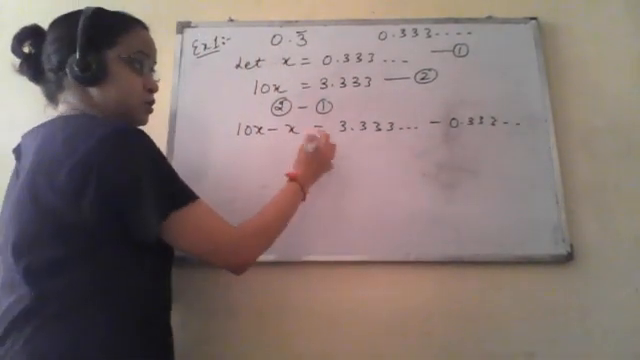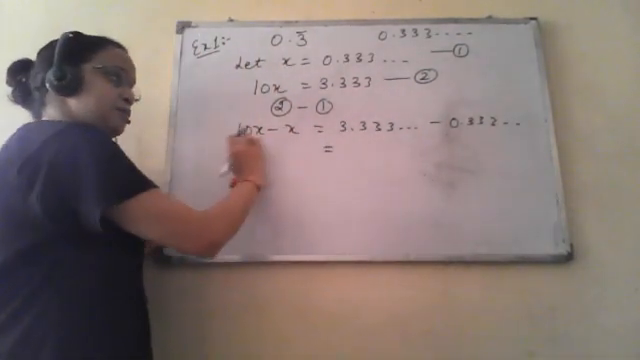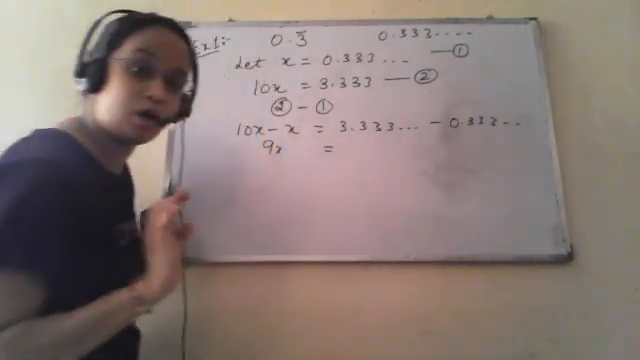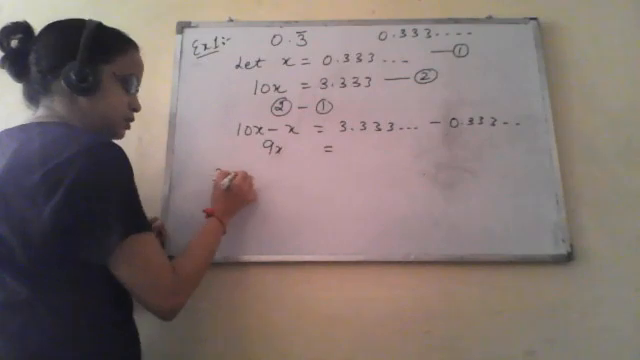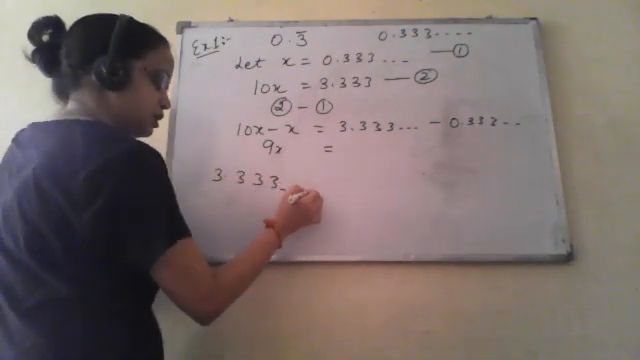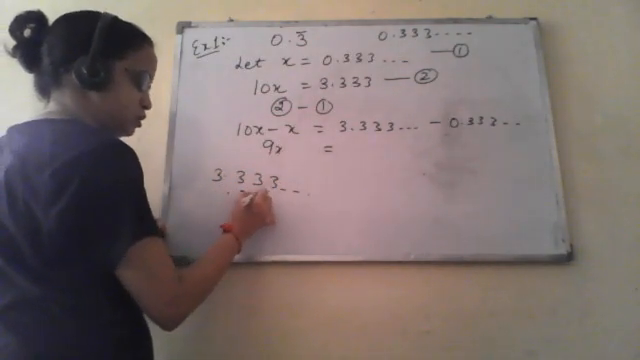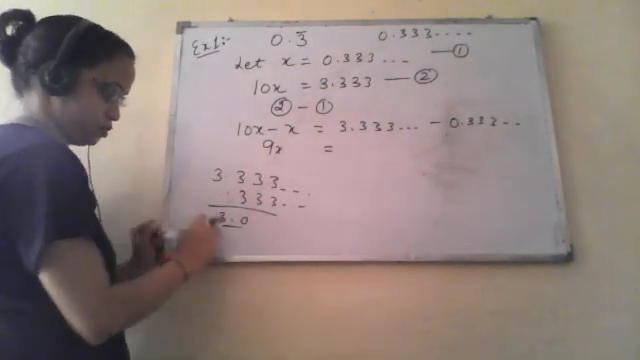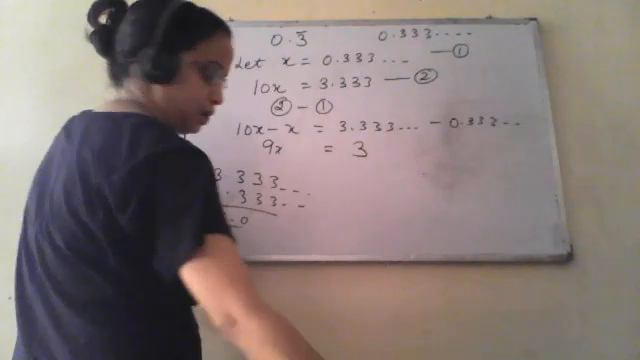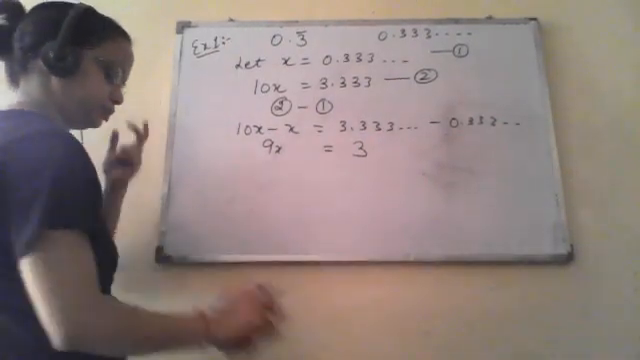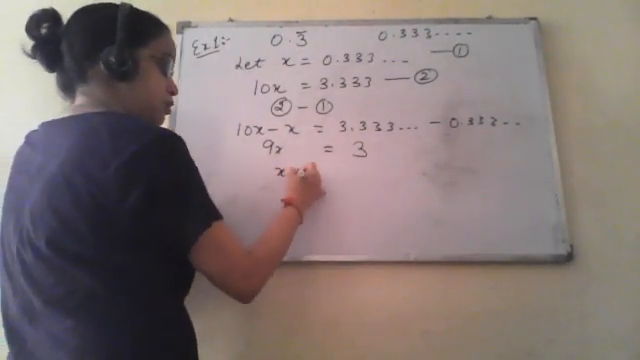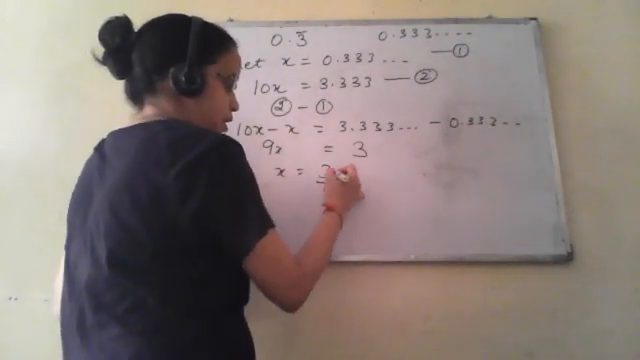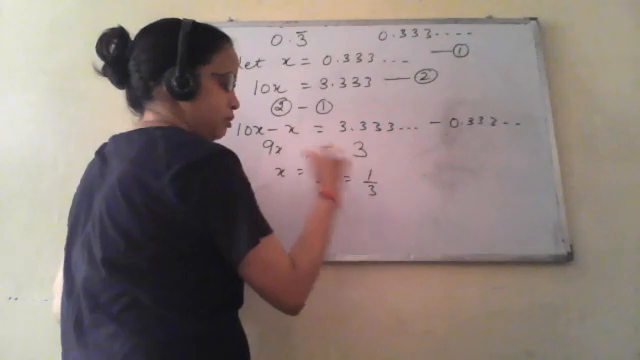Clear? So here 10x minus x will be 9x, and 3.333 minus 0.333 gives 3. In case you are having any confusion, just do simple multiplication, simple subtraction as you used to do, so as to avoid any confusion. So x will be equal to 3 upon 9, we shift this 9 to that side, and if we reduce it further, it will become 1 upon 3.